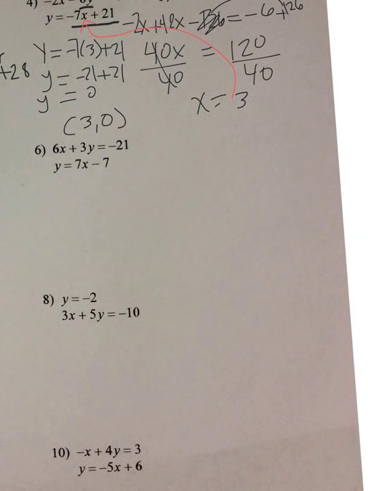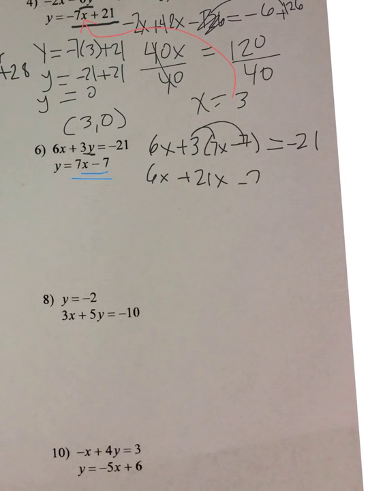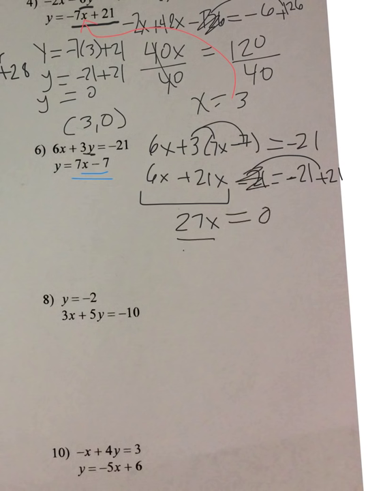Here, you find the one that's in y equals, always. And that goes here. So it's going to be 6x plus 3. Instead of y, it's 7x minus 7 equals negative 21. 6x, I distribute, plus 21x minus 21 equals negative 21. Combine this. Ooh, that's 27x. Ugly number. But when I move this to the other side, I get 0. Divide by 27, divide by 27.